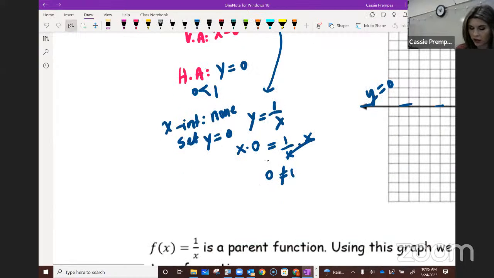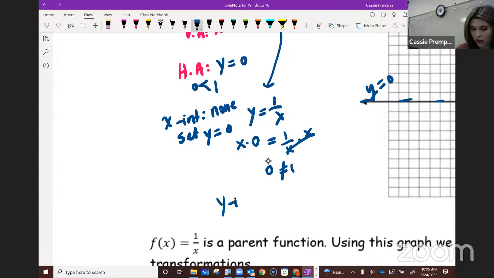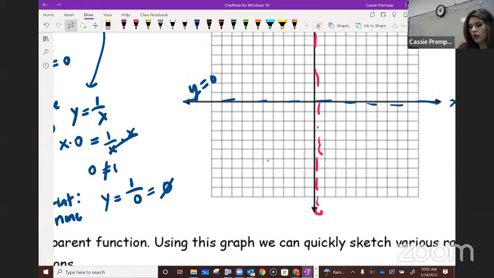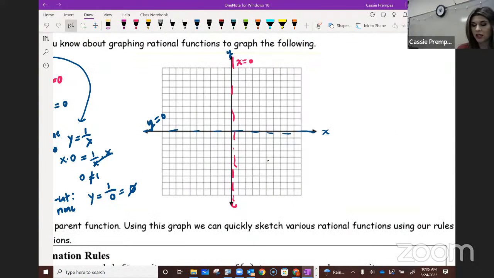And same with the y-intercept. If I was looking at the y-intercept, I would set x equal to 0. So if I do y equals 1 divided by 0, can you have 1 over 0? No, that's undefined. So there's no y-intercept, which can be confirmed algebraically or visually on the graph because there are asymptotes there. Okay, so the next thing we would look at is how do I determine what the shape of the graph looks like?